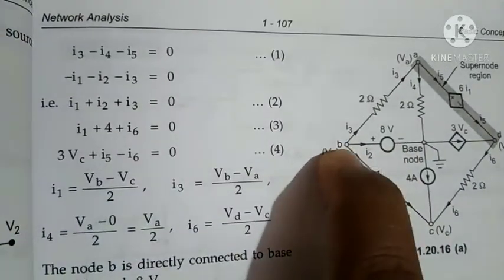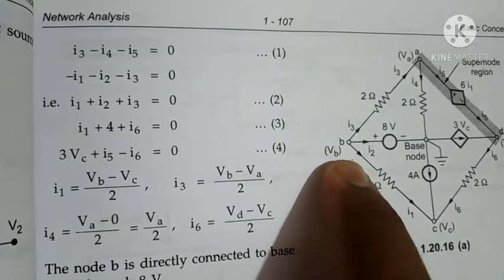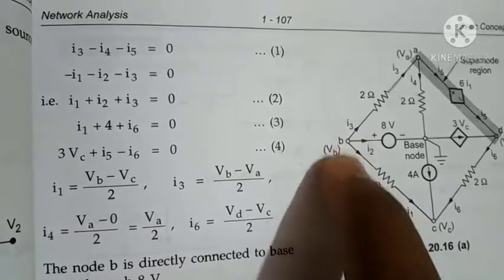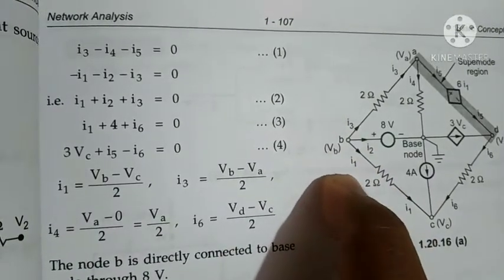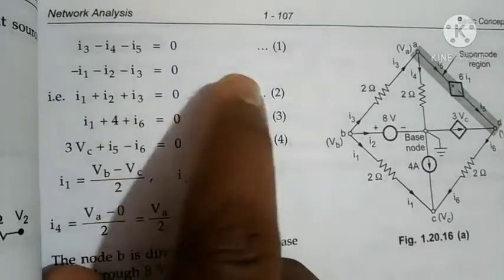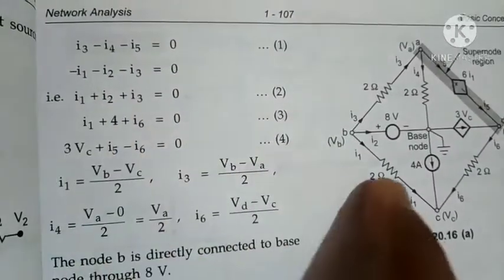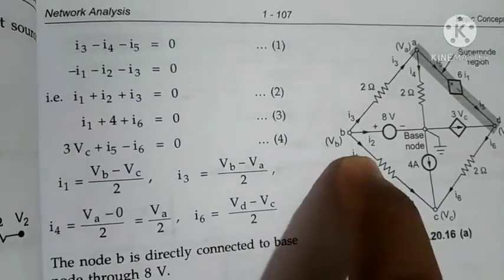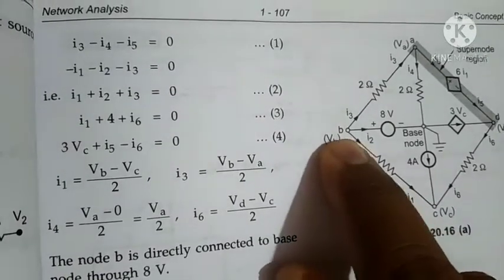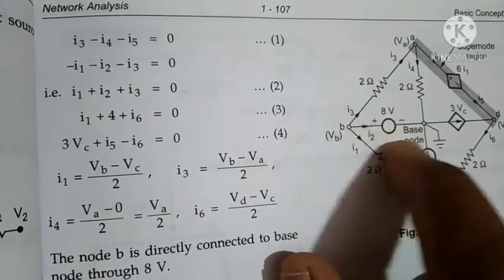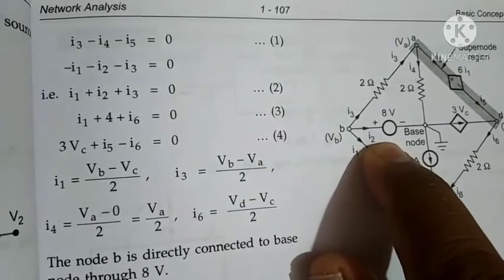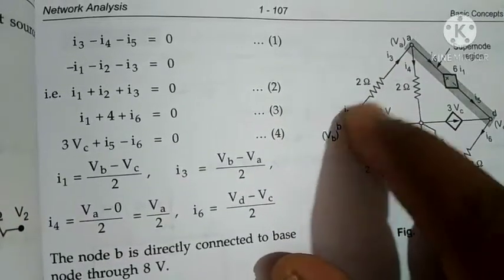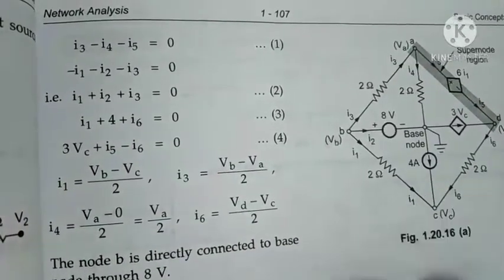Now we'll go for the second equation at VB. For VB we will apply the KCL. I3, I2 and I1 are all outgoing, so I3 plus I2 plus I1 is equal to 0. Here VB minus VC divided by 2 is I1. Then VB minus 0, we don't know the value here, so we will take it as I2. The value of VB minus VA divided by 2 is I3.